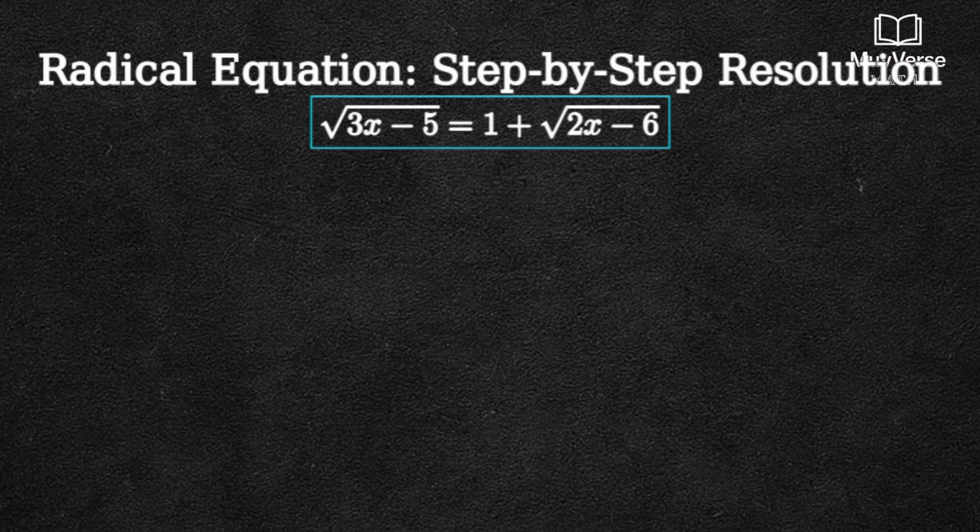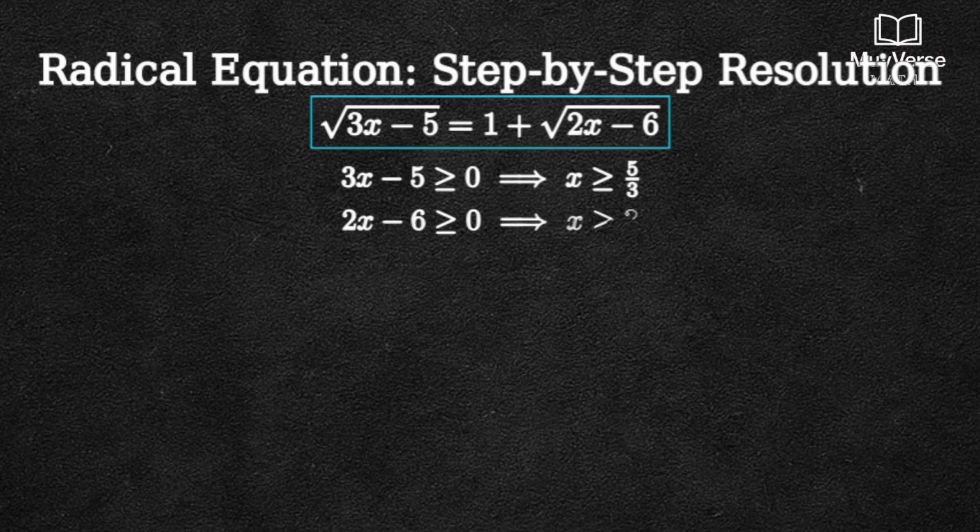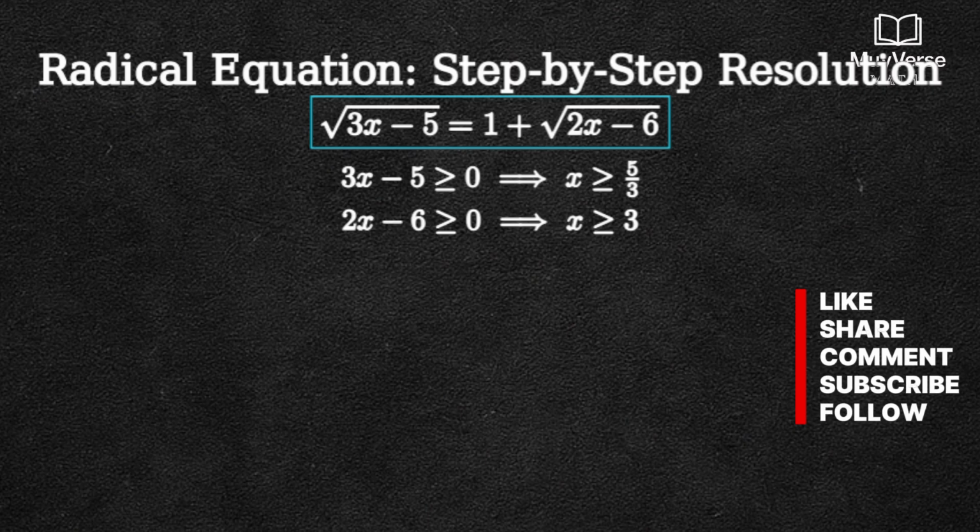Step 1. Set the domain from each square root being defined. 3x minus 5 is greater than or equal to 0, so x is greater than or equal to 5 over 3. 2x minus 6 is greater than or equal to 0, so x is greater than or equal to 3. Therefore, the domain we must check is x greater than or equal to 3.